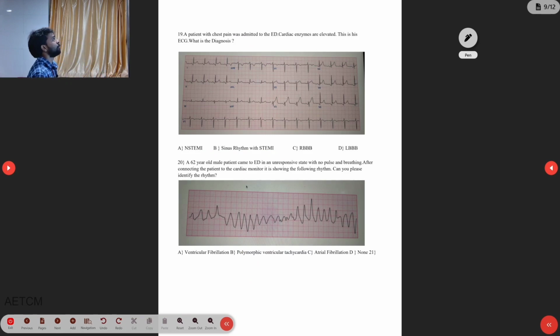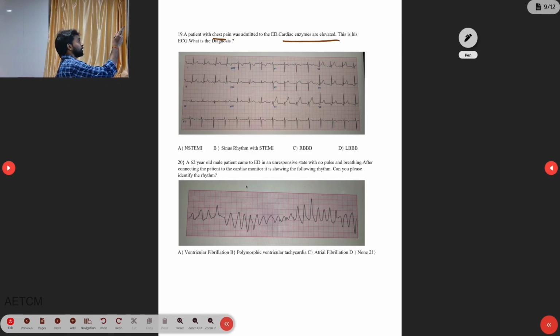19th, a patient with chest pain was admitted to ED. Cardiac enzymes are elevated. Chest pain, main thing. Cardiac enzymes are elevated. This is the ECG. What is the diagnosis? By seeing these things only, we can come to a conclusion that with chest pain and cardiac enzymes elevated, most probably the patient will be in MI only.